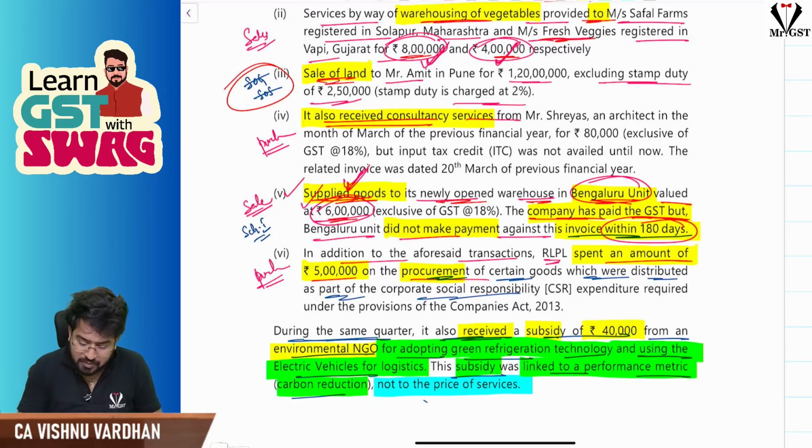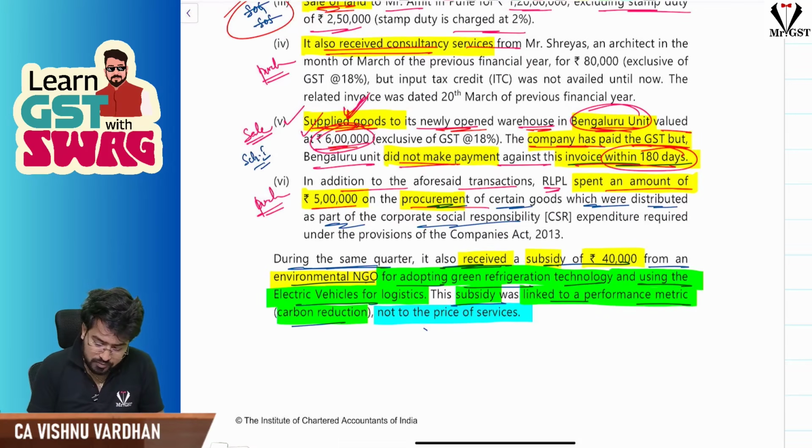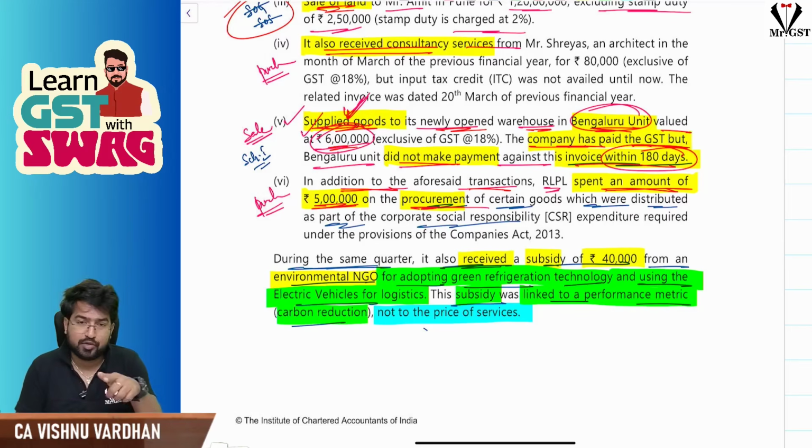As I told, company has paid GST but did not make payment of invoice within 180 days. That time limit of 180 days is not applicable here, as you know that. Next, in addition to the aforesaid transaction, they have spent amount of 5 lakh for procuring goods to use in CSR activity. This is also purchase, you will not add in aggregate turnover. And for that, you cannot take ITC also, there is a question on that.